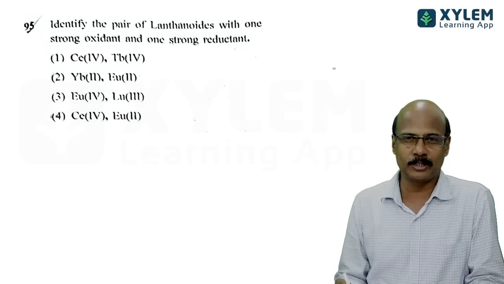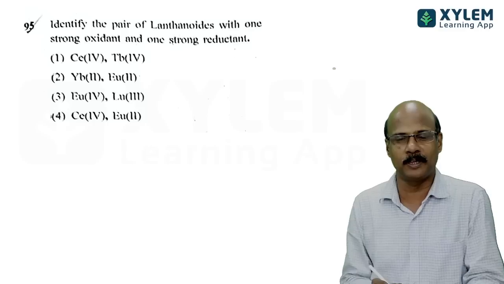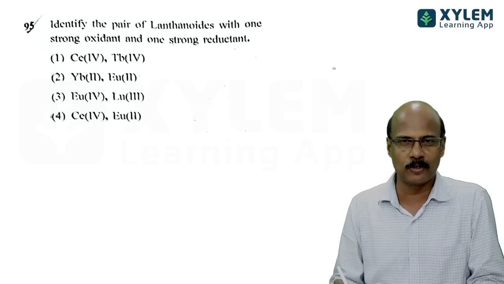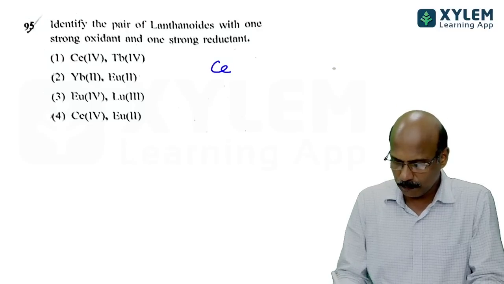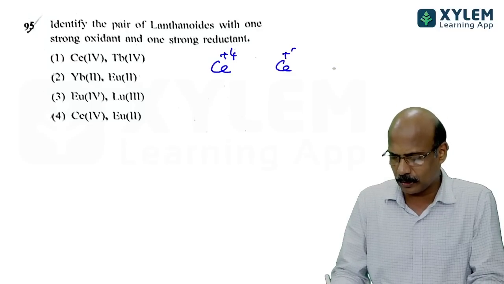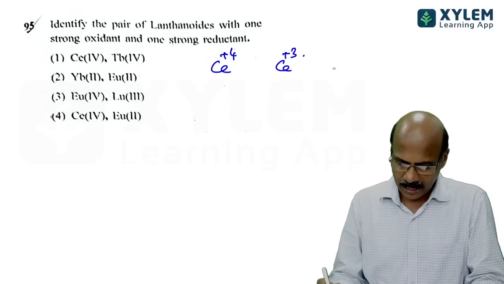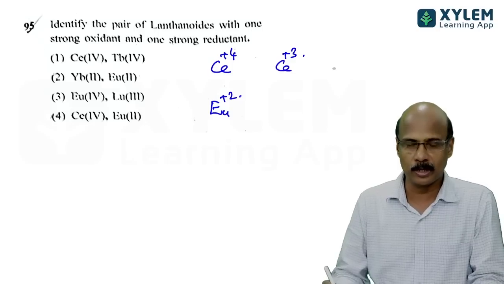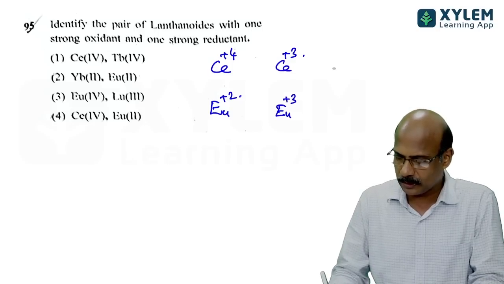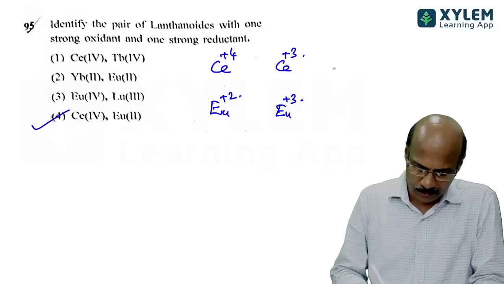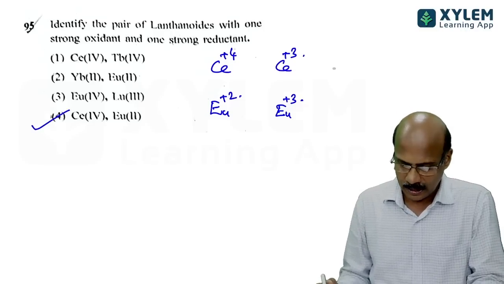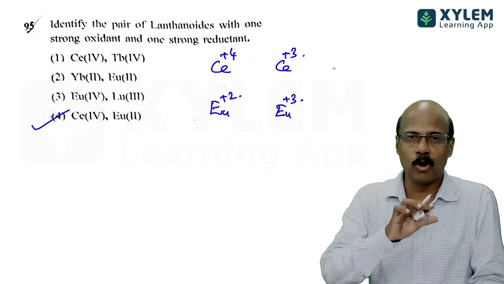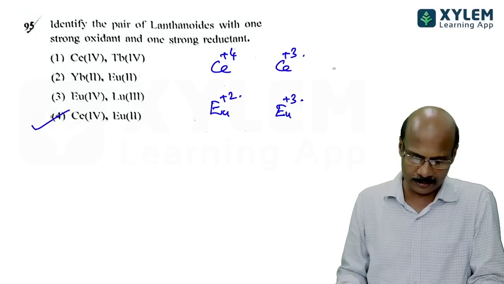We know all the 14 lanthanoids prefer the +3 oxidation state. So Ce4+ no doubt is a powerful oxidizing agent because Ce4+ has a strong tendency to become Ce3+. And again, Eu2+ is a very powerful reducing agent because europium has a very strong tendency to get oxidized. So Ce4+ is a powerful oxidizing agent and Eu2+ is a powerful reducing agent. Please don't forget all lanthanoids prefer the +3 oxidation state.